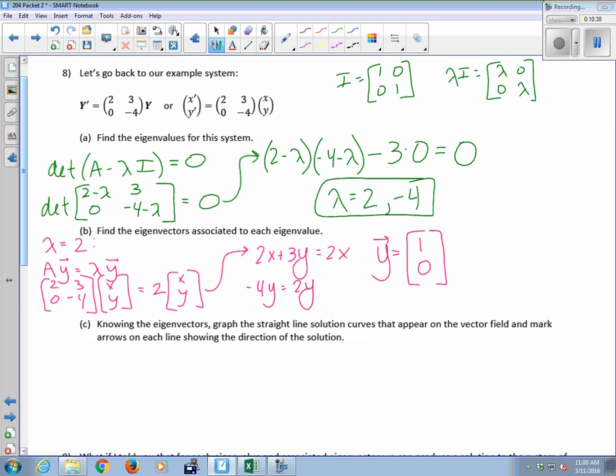All right, so that's for lambda equals 2. We now have an eigenvector that goes with lambda equals 2. You can pick any number, and I typically just pick the easiest one, the simplest. All right, let's go to another page to do the lambda equals negative 4.